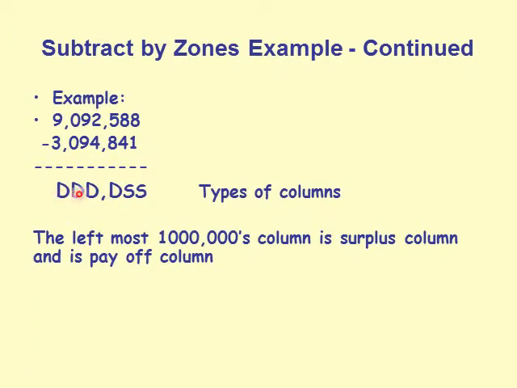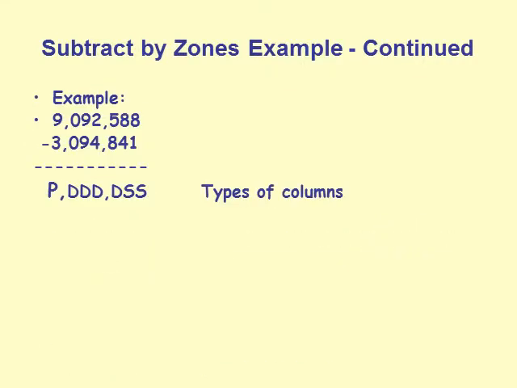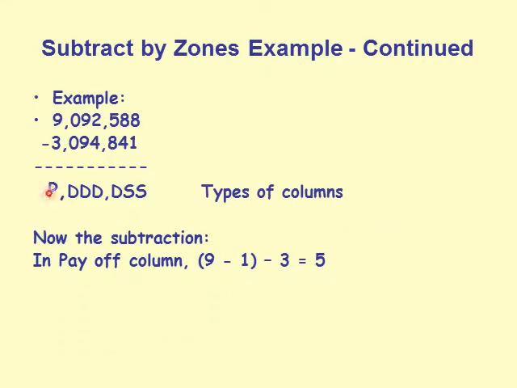Okay, we identified 4 columns of the dreaded zone and 2 of the safe zone. Let's continue with the millions place here, which we know is surplus. The leftmost millions column is a surplus column. 9 minus 3 is surplus, and it's to the left of the dreaded zone, so this is a payoff column. Now we have identified all the column types.